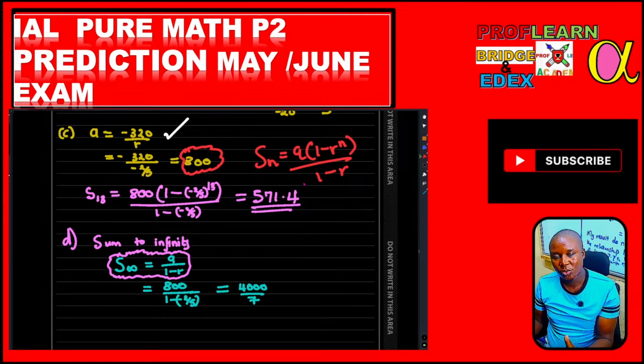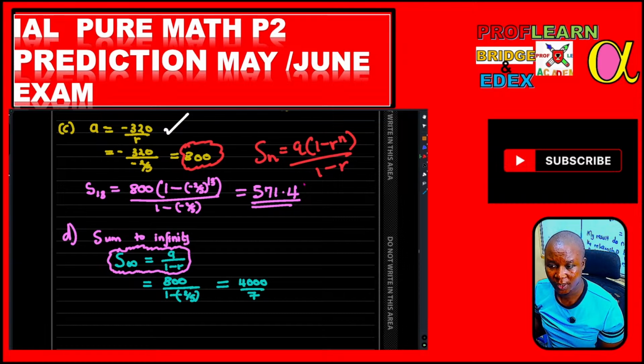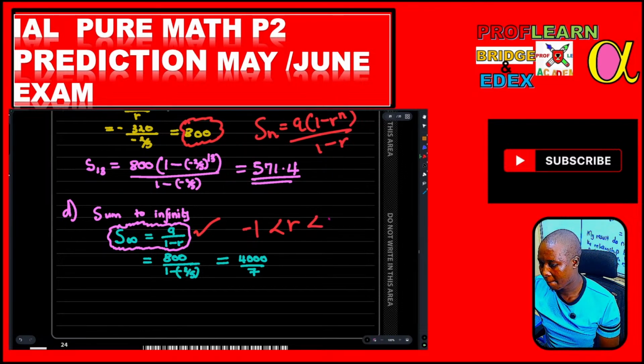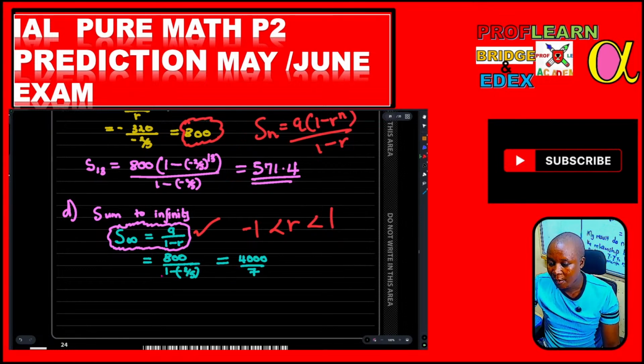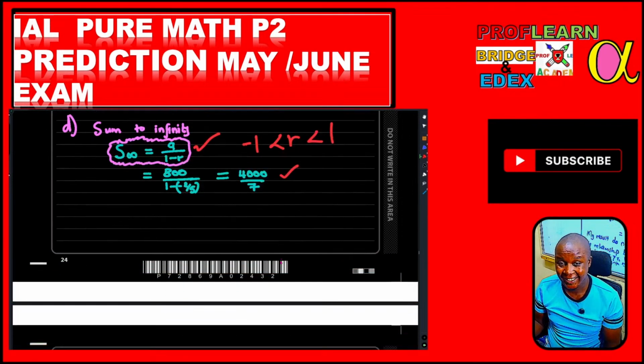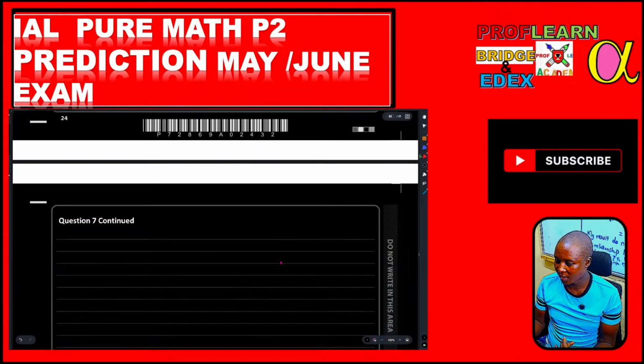And in the event they ask you a question to do with sum to infinity, don't be terrified, because sum to infinity is given by a over 1 minus r. This formula, the sum to infinity, exists if r is between -1 and 1. That is the condition for sum to infinity to exist. If you work it out, you are going to get your answer as 4000/7 as the exact sum to infinity.